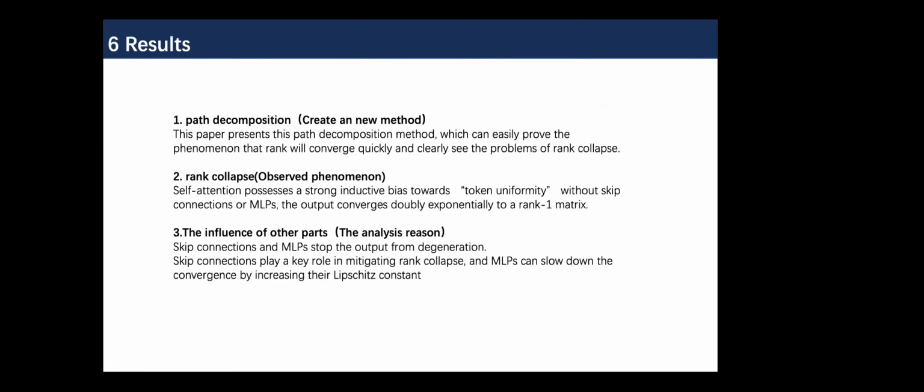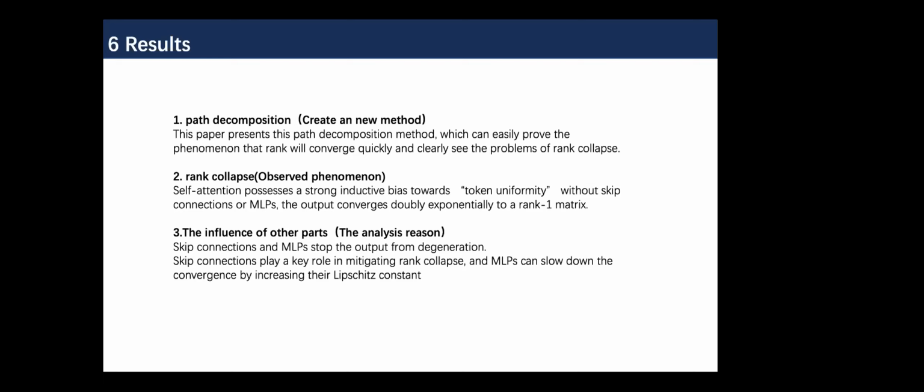So the next part, it's not the last part, is the results. As we have talked about before, first is path decomposition, and in the paper they create a new method. This paper presents this path decomposition method, which can easily prove the phenomenon that rank will converge quickly and clearly see the problems of rank collapse.